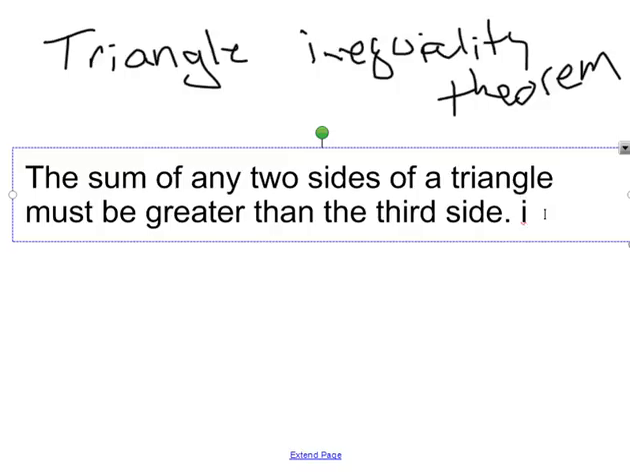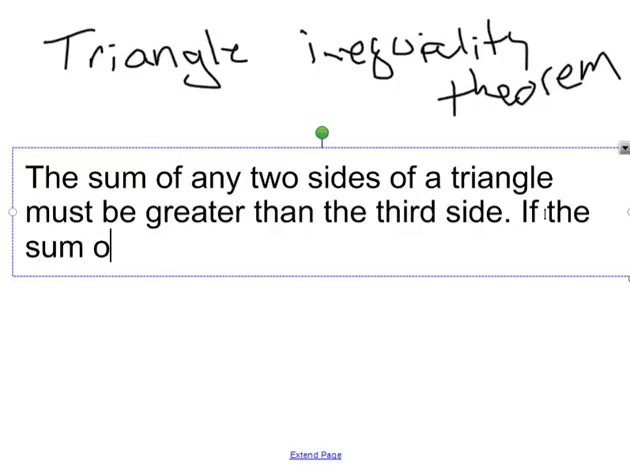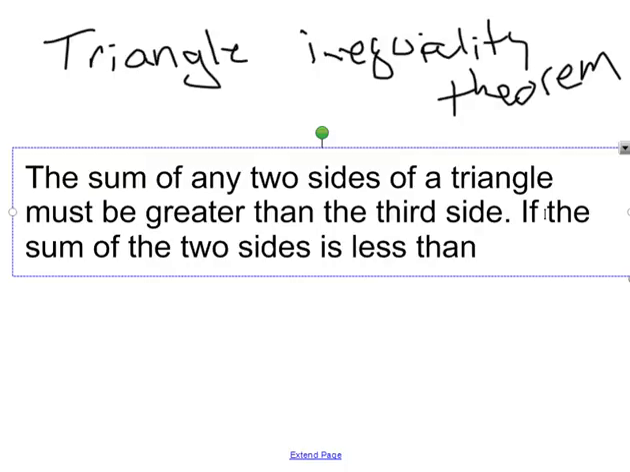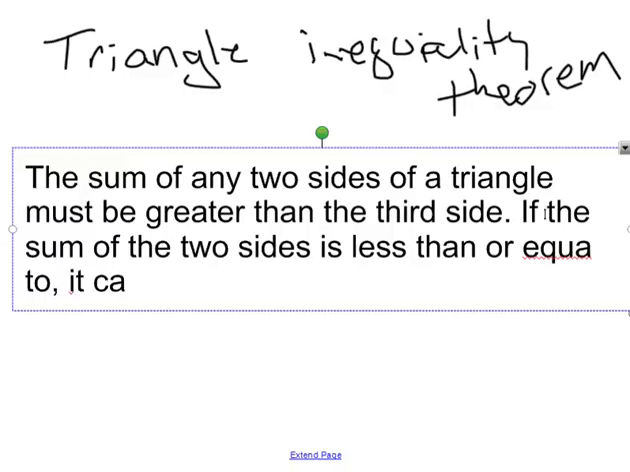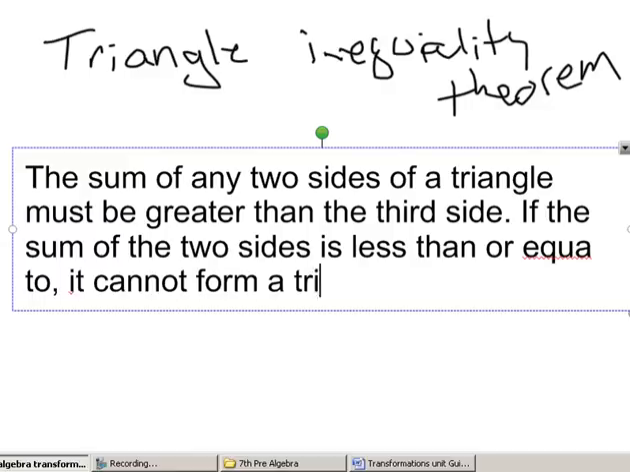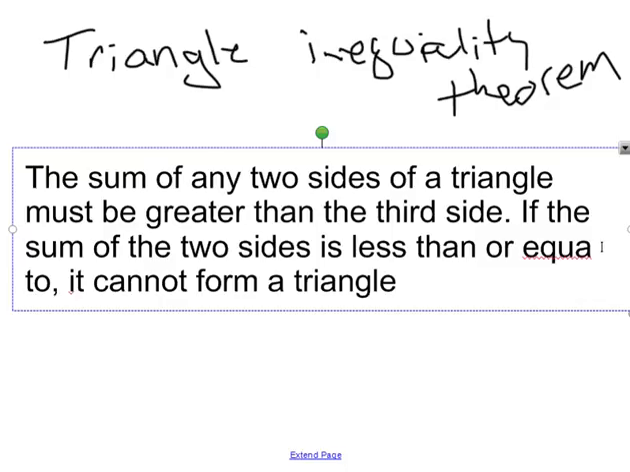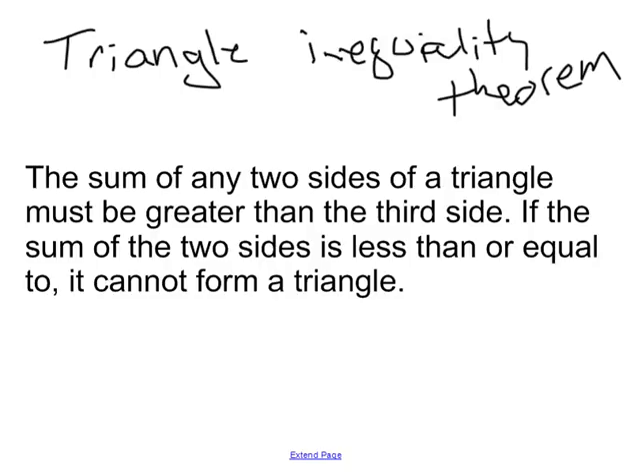Okay, so it then makes sense that if the sum of the two sides is less than or equal to the third side, it cannot form a triangle. Oh my gosh, my computer is so slow. All right, so a quick example of this, because I know that I'm getting a little long on time.